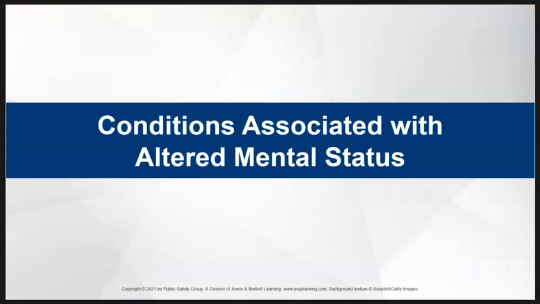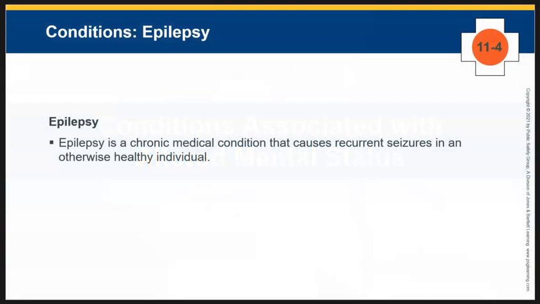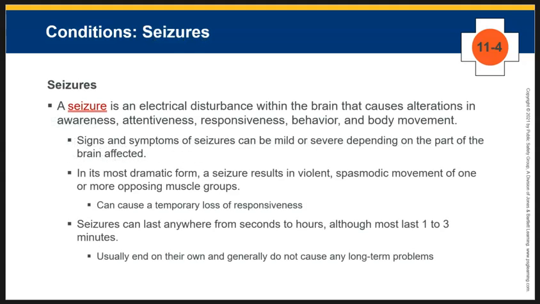So for conditions associated with AMS, the first one to consider is epilepsy, which is a chronic medical condition that causes seizures in an individual. And a seizure is an electrical disturbance in the brain that can cause alterations in sensation, awareness, attentiveness, and so on, or in their motor behavior with some specific body movements.